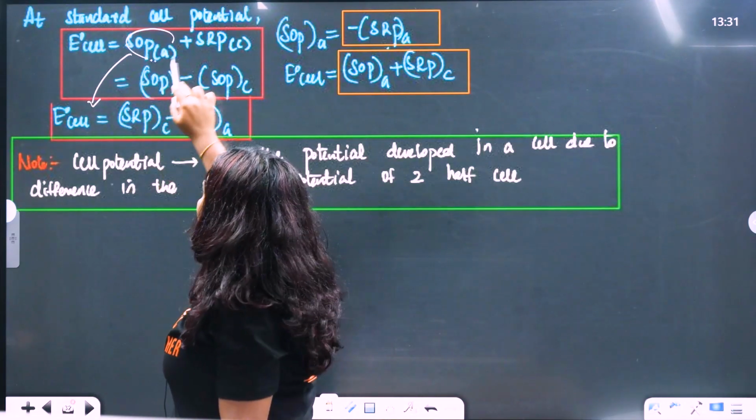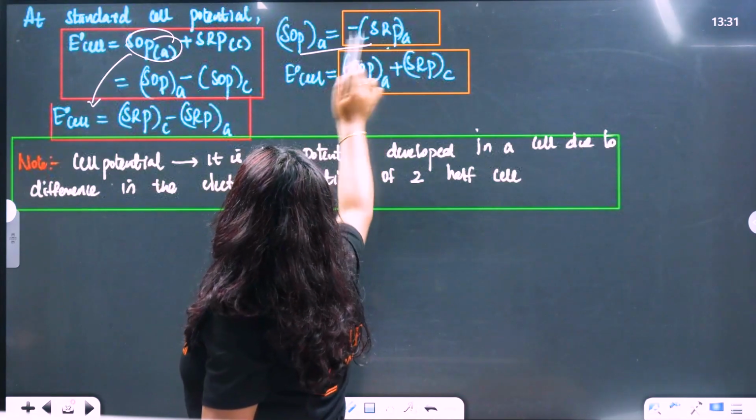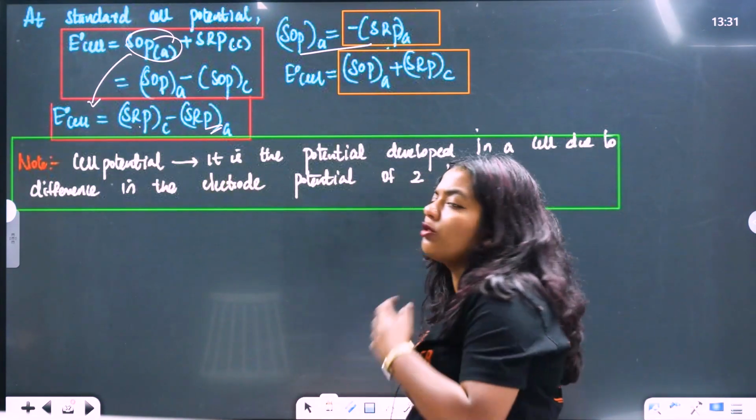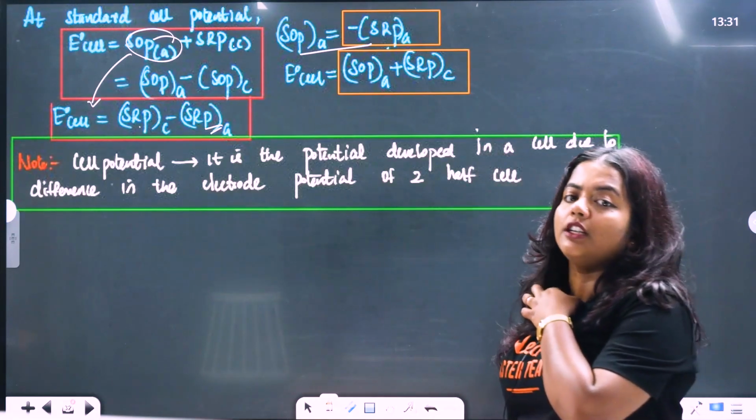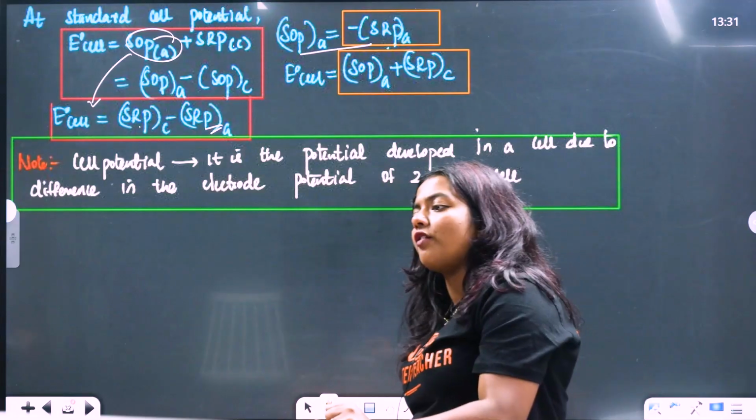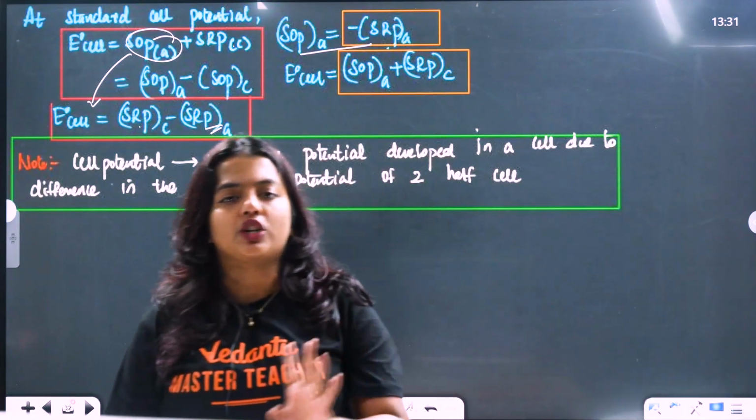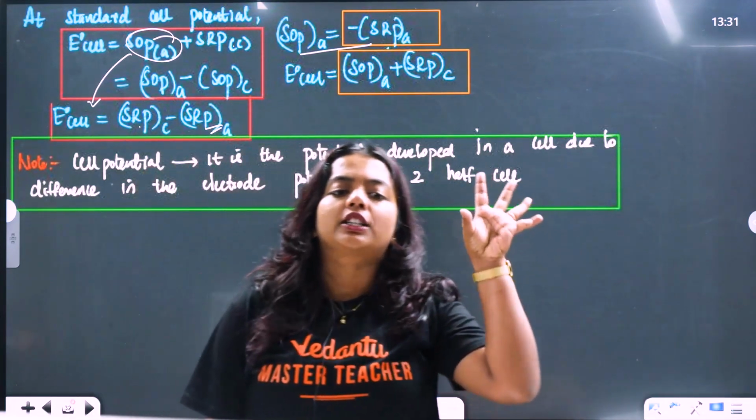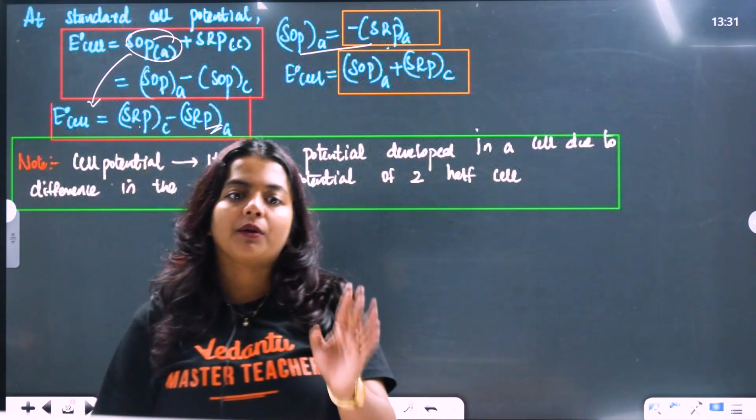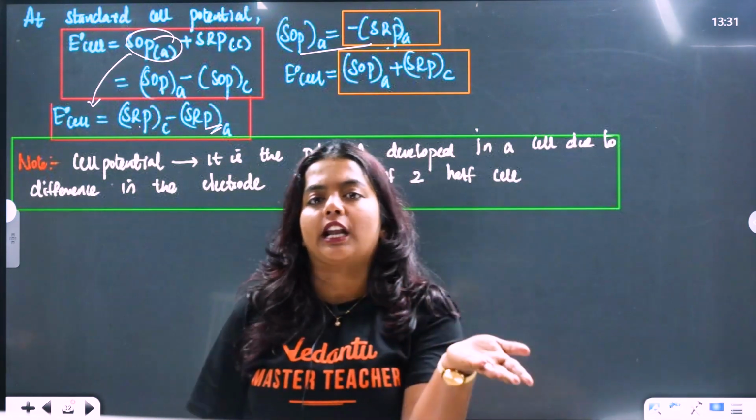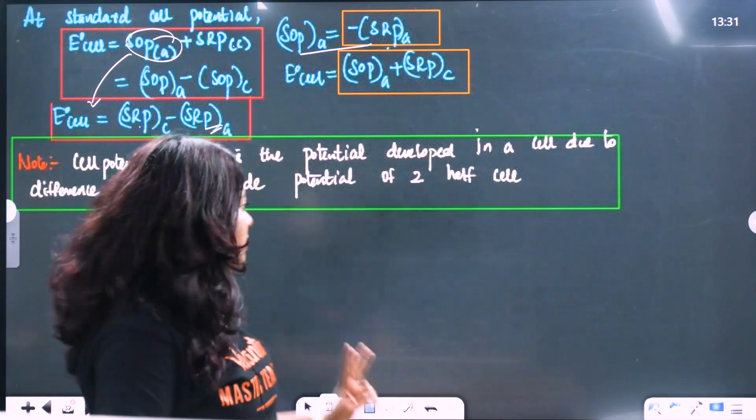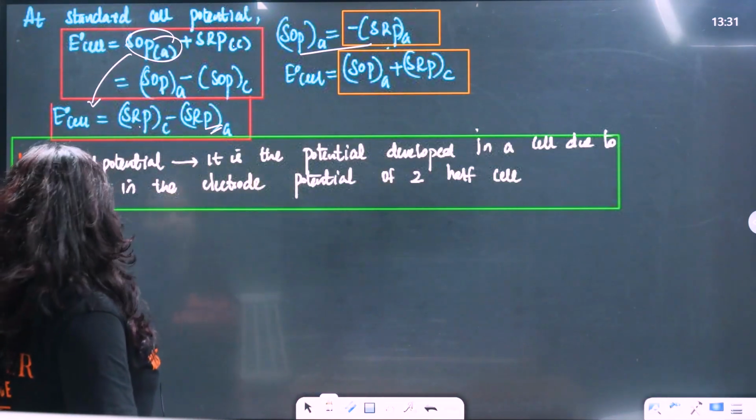We are replacing this SOP at anode with the SRP of anode. Then we have the SRP of cathode. So SRP of cathode minus SRP of anode. This is also another value for E0 cell. So E0 cell is standard oxidation potential of anode plus standard reduction potential of cathode, or else standard reduction potential of cathode minus standard reduction potential of anode. Otherwise, we can add both: oxidation potential of anode plus reduction potential of cathode. Those are the two ways. Okay, so that is all about E0 cell.